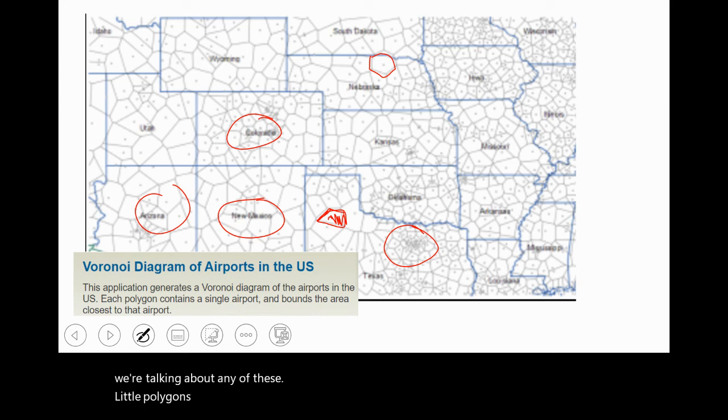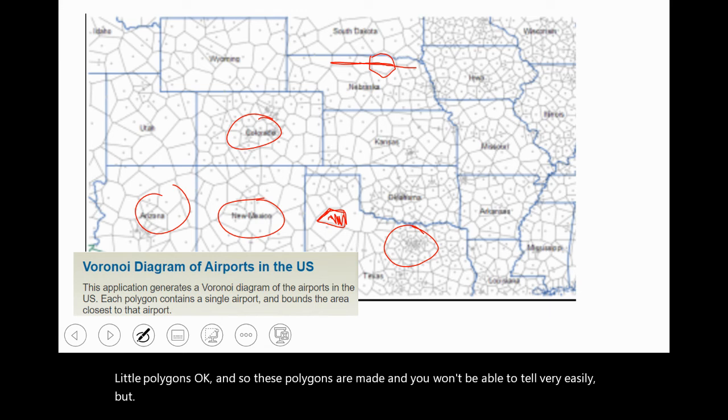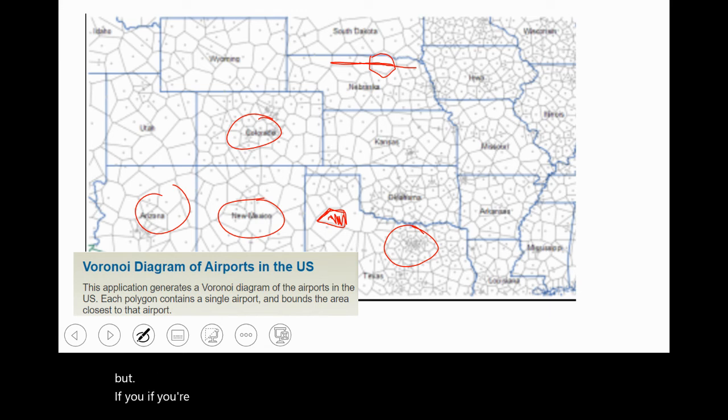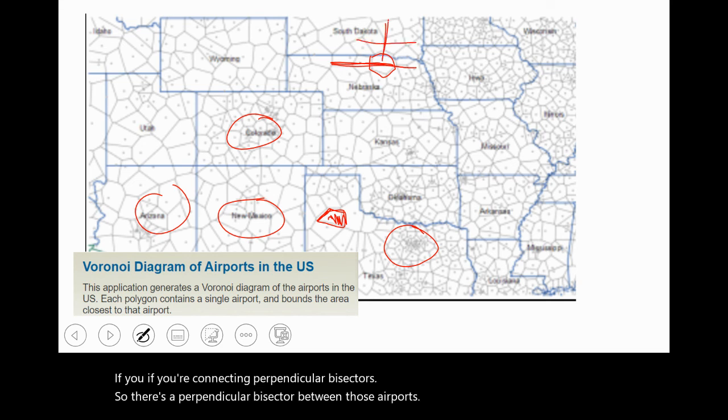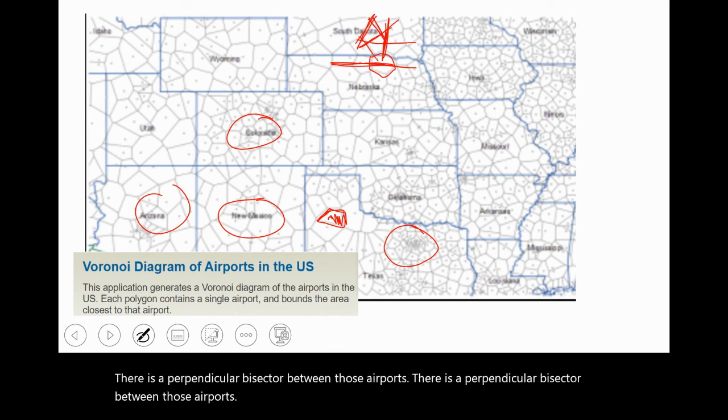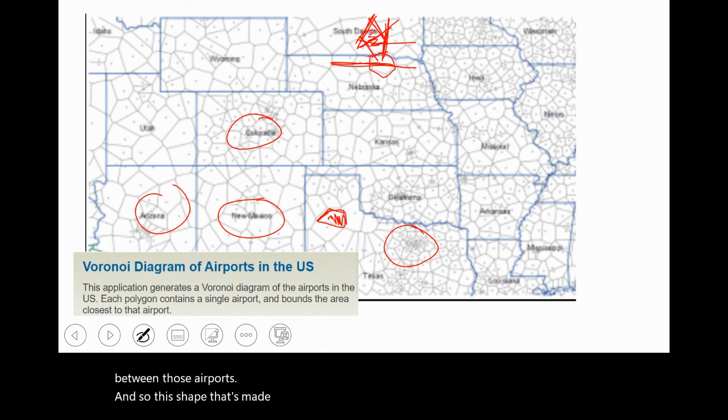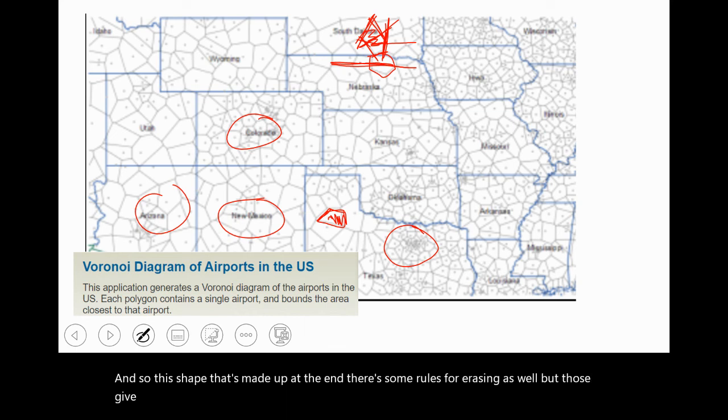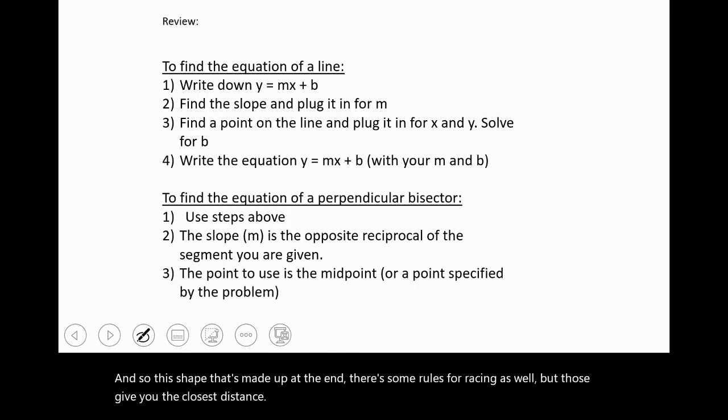Okay, and so these polygons are made, and you won't be able to tell very easily, but you're connecting perpendicular bisectors. There's a perpendicular bisector between those airports, there's a perpendicular bisector between those airports, and there's a perpendicular bisector between those airports. And so this shape that's made up at the end, there's some rules for erasing as well, but those give you the closest distance. Okay.